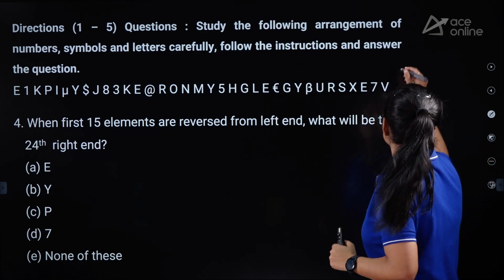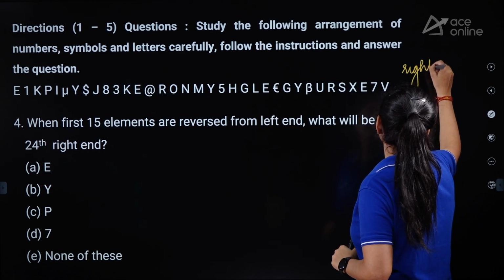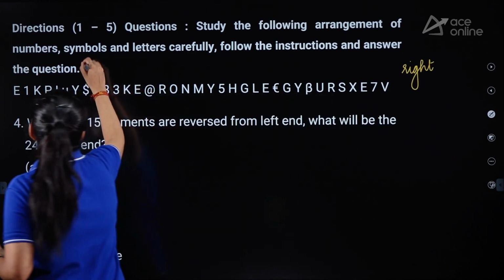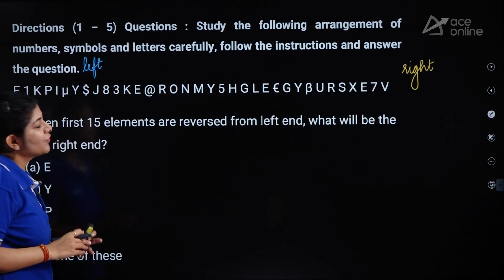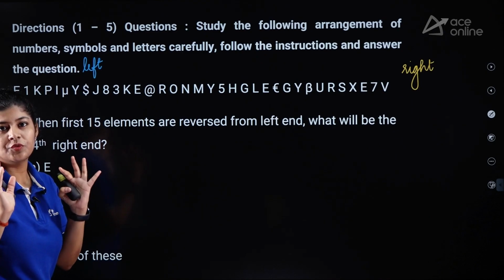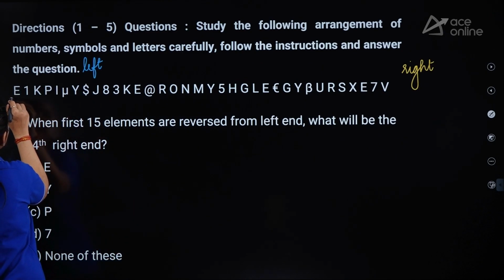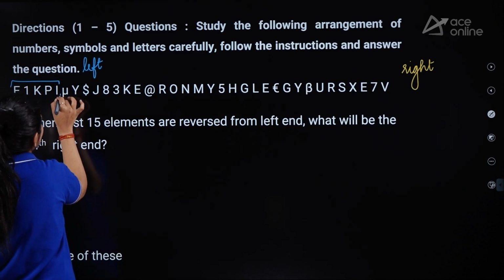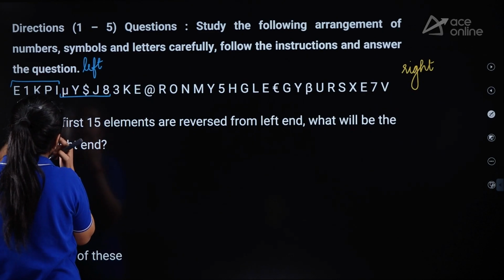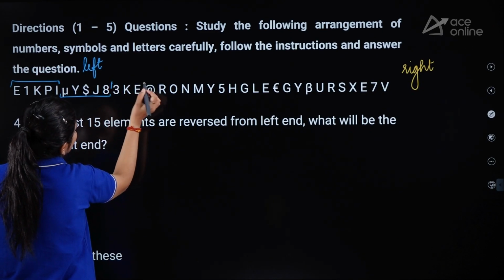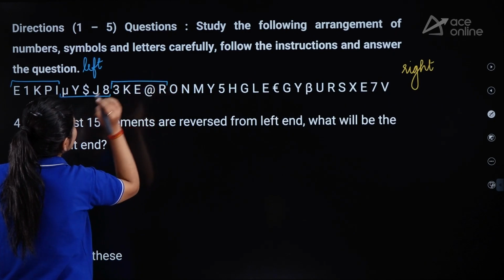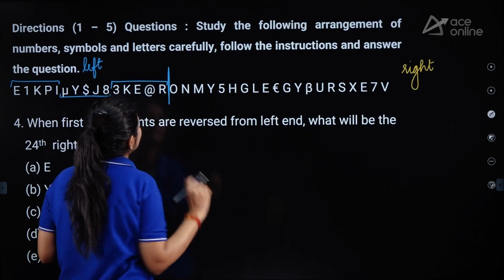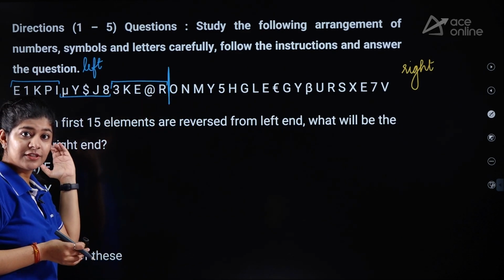Okay. So basically this is the right end and that one is our left end, and I'm going to change my color. So here this is the left end, right? So first we have to focus on the first 15 alphabets. So here we are having the first 5, right? After that we are having next 5. These are about 10, and after that till this one we are having 15 elements, and they are going to be written in the reverse order, right?